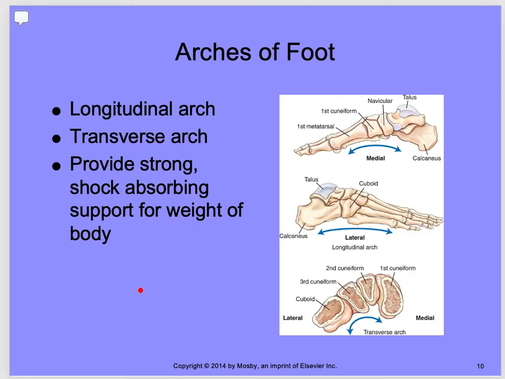So arches of your foot. Your arches are important. They help support your foot. So you have the longitudinal arch. You have your transverse arch. They provide strong shock-absorbing support for the weight of the body. So that transverse arch runs this way, from like navicular to cuboid is how it runs. So from the cuneiform to the cuboid, that's the transverse arch. And then this is the longitudinal arch.